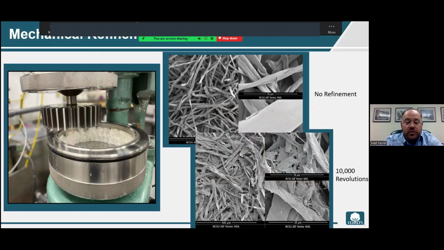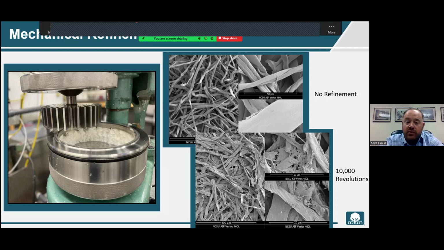Taking a minute to look at the process we developed with NC State, what you'll see here on the left figure is a pretty gnarly looking grinding wheel. So this is a lab scale PFI refiner. The principle of this machine is we create a very fine gap between the wall and this wheel. And as this revolves and the cotton is between that gap, we basically fibrillate the cotton or the cellulose and open it up.